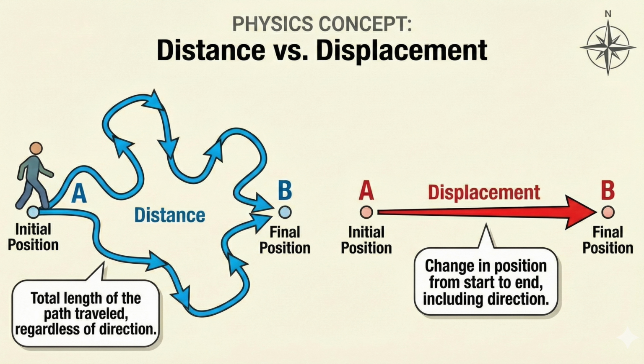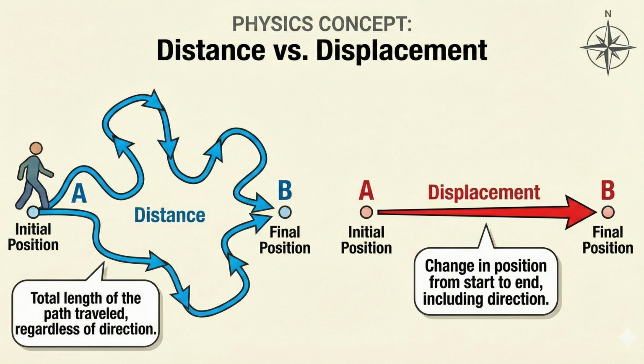Special cases of displacement. Zero displacement. Displacement becomes zero when an object returns to its initial position after moving. Even though the object may have traveled a large distance, the initial and final positions are the same, resulting in zero displacement. Example: a runner completing one full lap of a circular track has zero displacement.